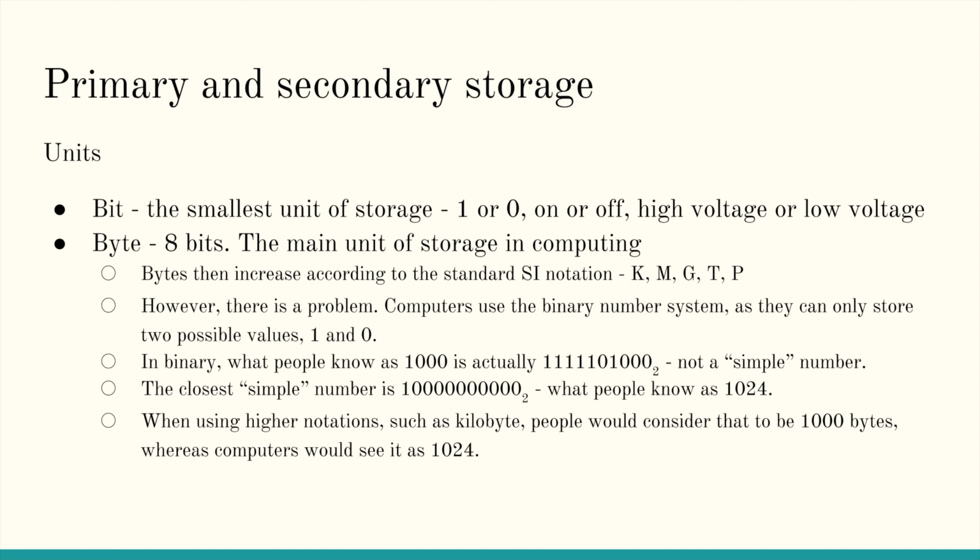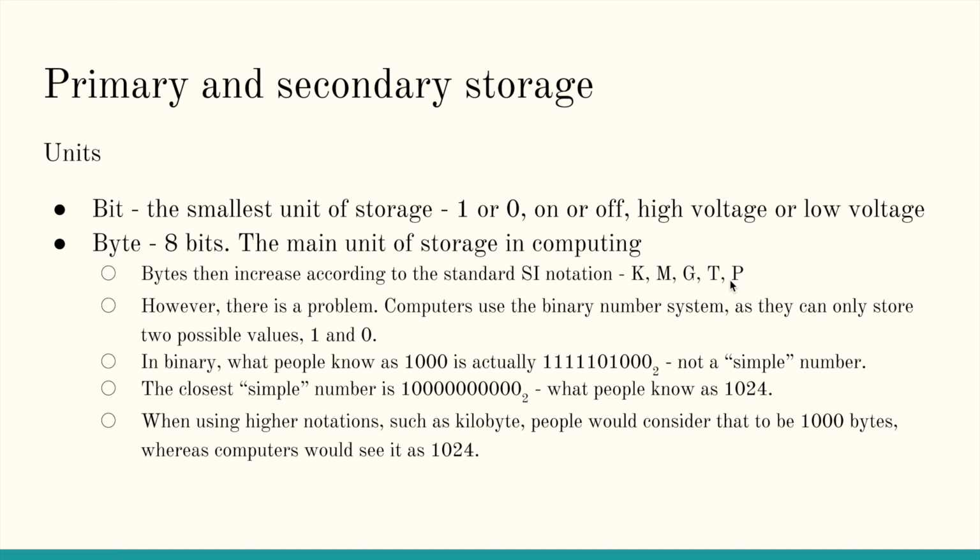Okay, so in terms of units, we have a bit, which is the smallest unit of storage. It's either a 1 or a 0, on or off, high voltage or low voltage. That's the smallest unit of storage that we use in computing. We also have a byte, which is 8 bits, and the byte is what we generally use when we talk about storage in computing. We have multiples of bytes, which increase according to the standard SI notation. So we have K for kilobyte, M for megabyte, G for gigabyte, T for terabyte, and P for petabyte.